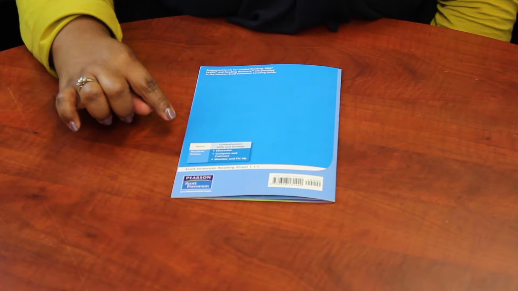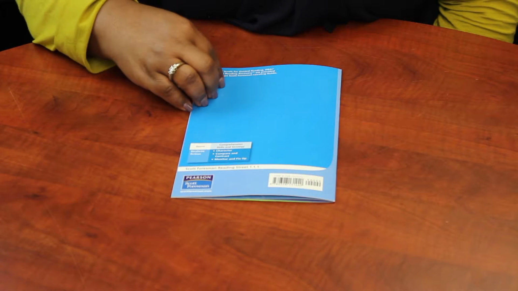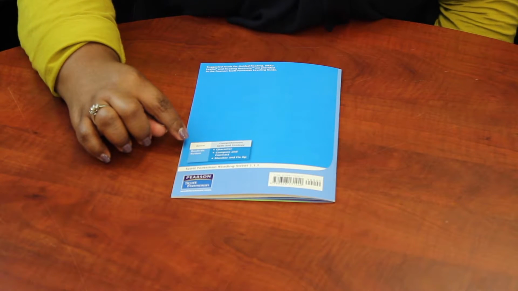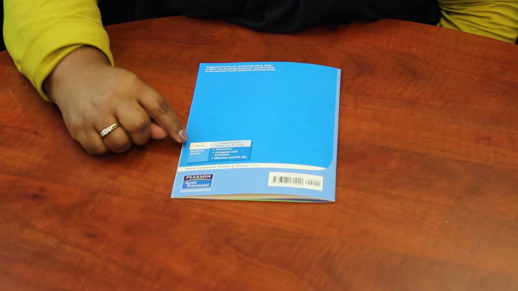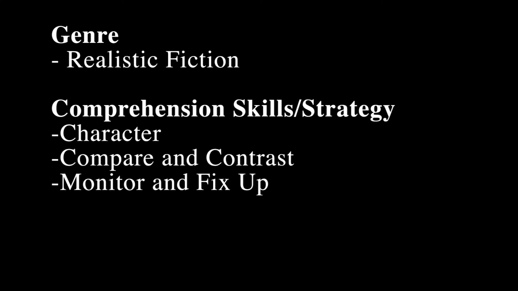After you have determined which vocabulary words to teach using this text, the next thing you need to identify is which comprehension skill and/or strategy you will use while teaching this text. Genre: realistic fiction, comprehension skill and strategy. Character: compare and contrast, monitor, and fix up.